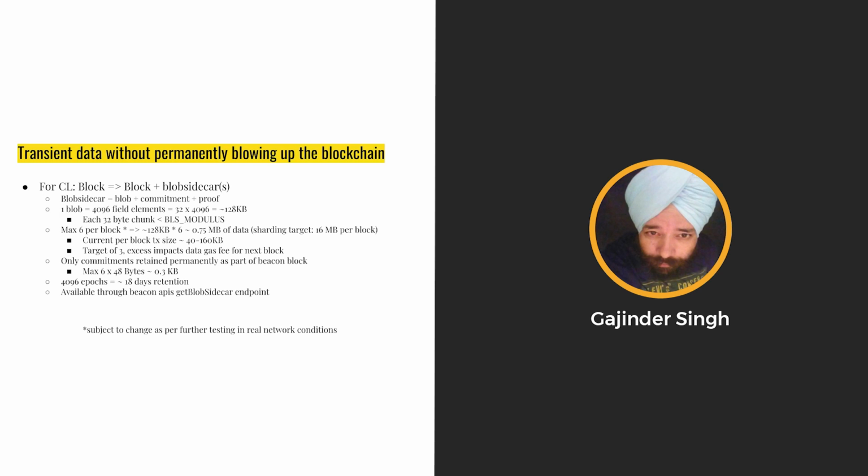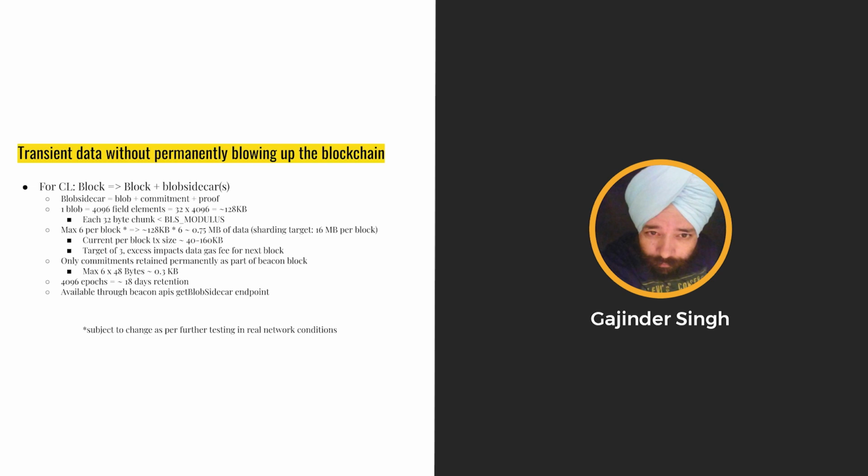Right. So the 2 blobs per block would be the target. So there is a max and then there is a target, right? So max, for example, earlier was 4 and the target was 2. Now the max is 6 and the target is 3. What it really means is that if a particular block goes beyond a target of, for example, 3 right now, then the data gas for the next block will be pushed high, so that it will de-incentivize someone to include blobs for the next block.